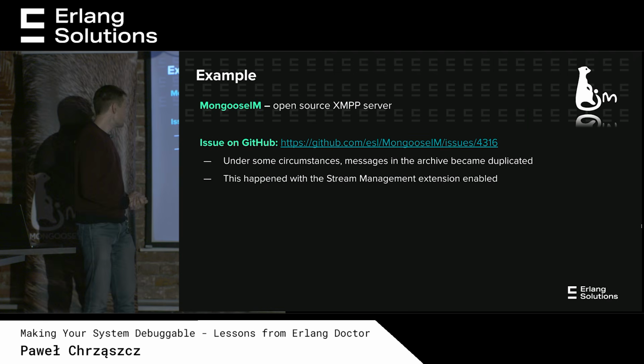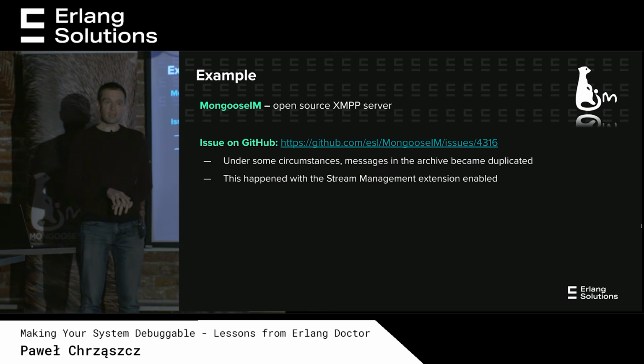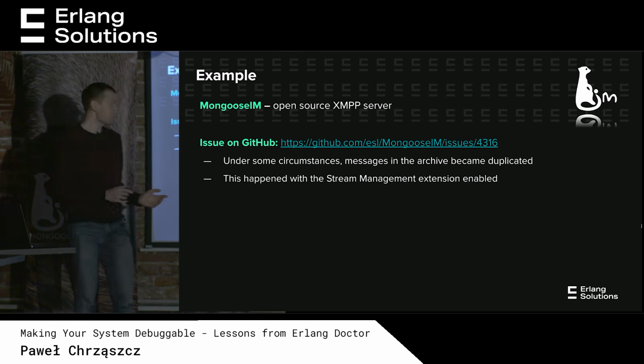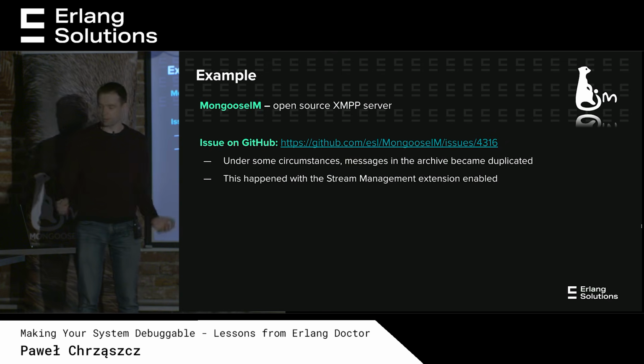Under some not quite clear circumstances, the message archive could suddenly contain duplicated messages, and it was only reported by one user and nobody else. And this happened with the so-called stream management extension enabled. That's all we knew actually.